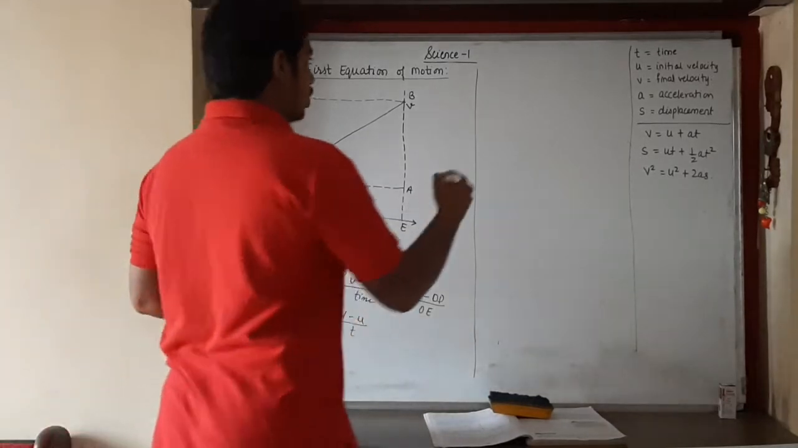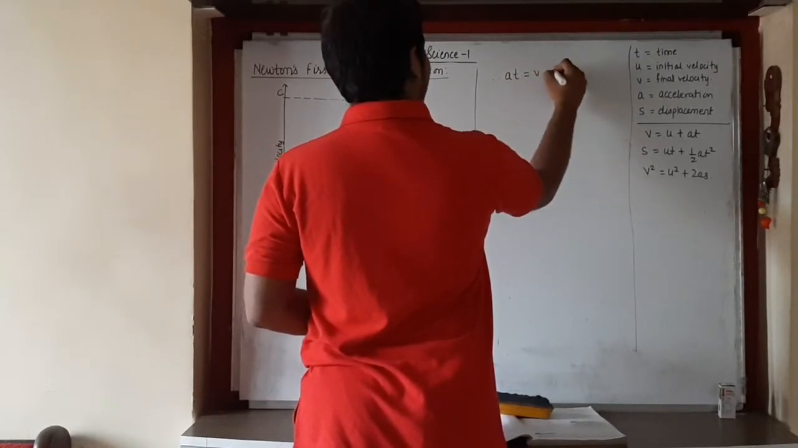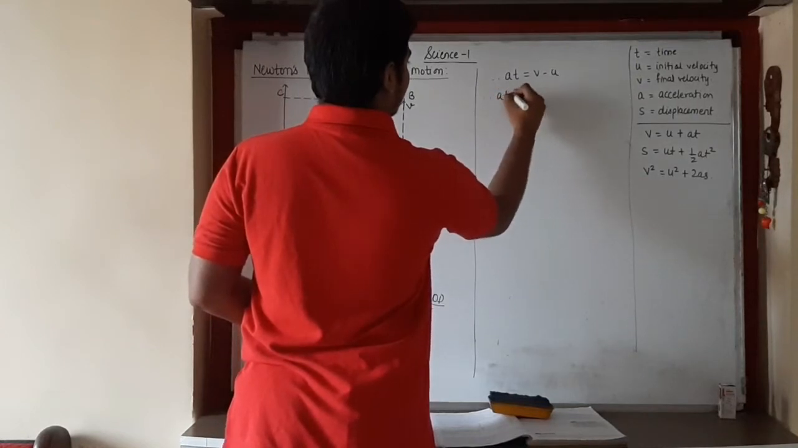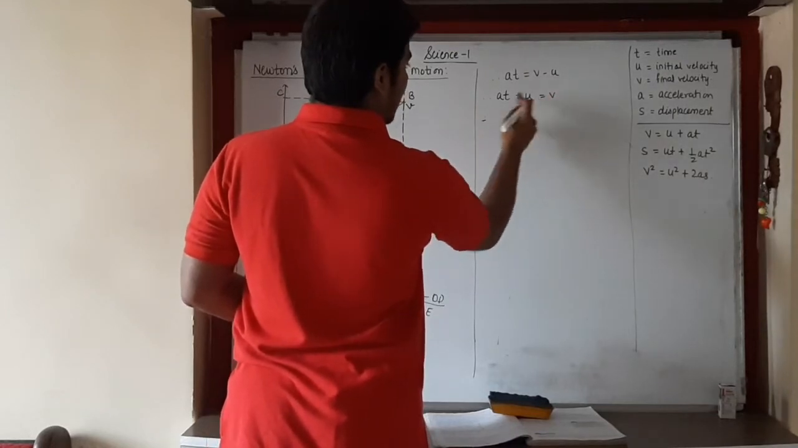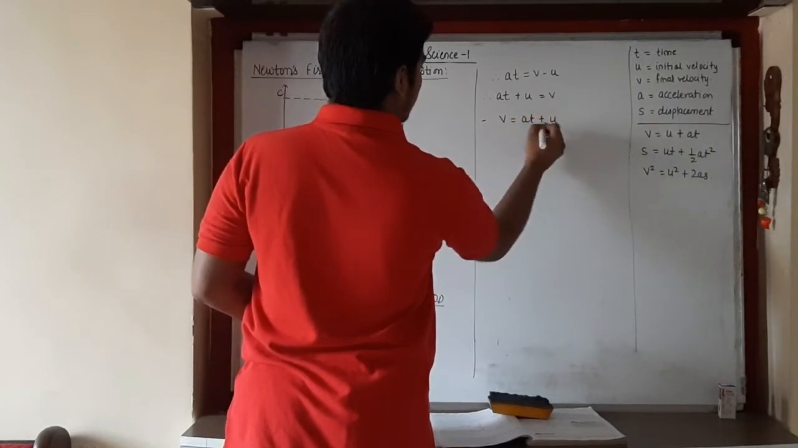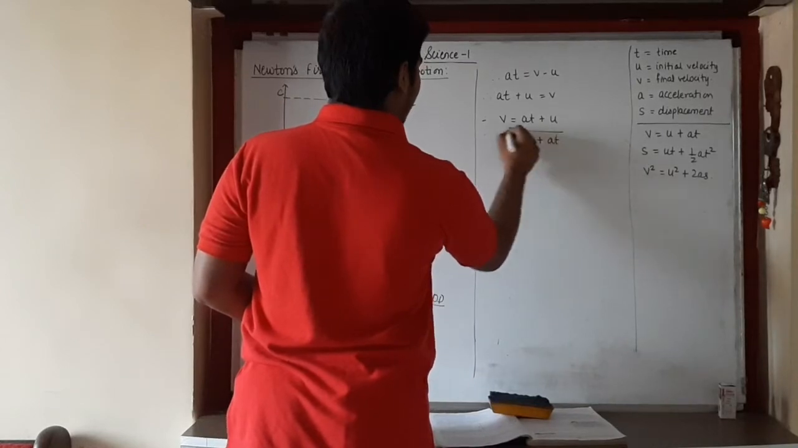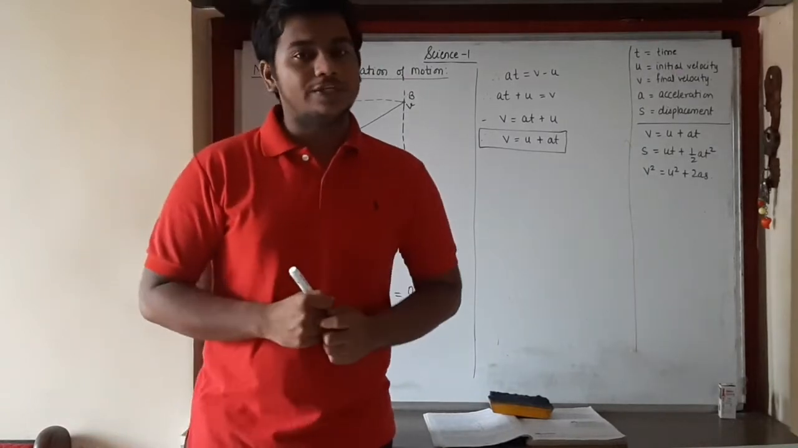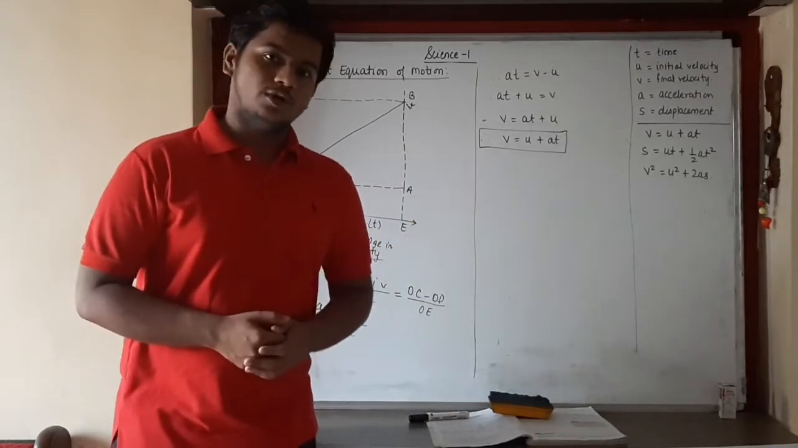Take T on this side. What do we get? Therefore, A multiplied by T is equals to V minus U. Let us take minus U on this side. What will we get? AT plus U is equals to V. Frame the equation, bring RHS on LHS and LHS at RHS. So V is equals to AT plus U, or after bringing it in front, we get V is equals to U plus AT. This is called Newton's first equation of motion. So I want you all to copy down this easier way in your notebooks.